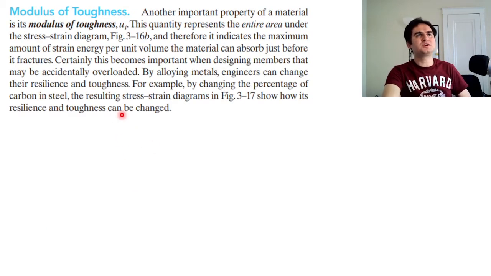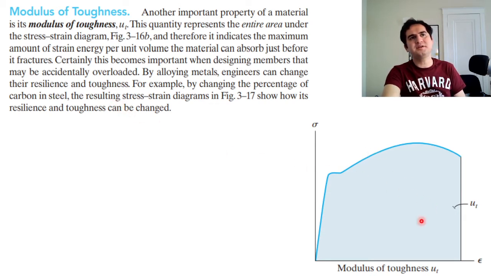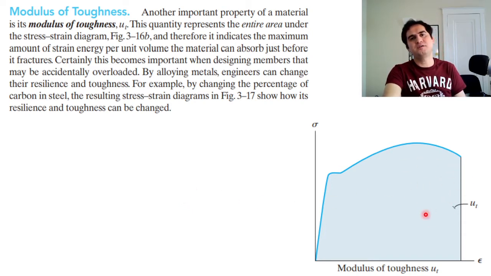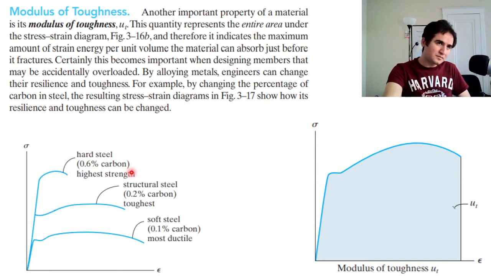Another term here is modulus of toughness. The whole area under the stress-strain diagram is represented by UT, total U, and that's nothing but the toughness modulus, and it shows how tough a material is. As you can see, by adding carbon content to a steel, both the resilience modulus and the toughness modulus increase, by the increase in the area under the first region and the whole region.